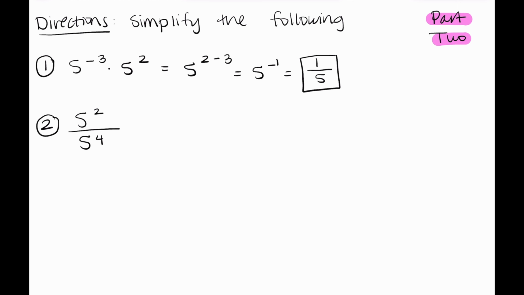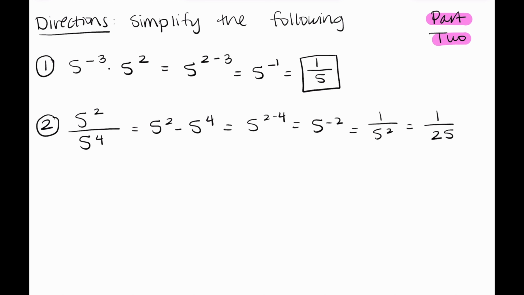Now we'll move on to number 2. For number 2, we have 5 squared over 5 to the 4th. This is basically the division rule. So we know that 5 squared over 5 to the 4th is the same as 5 to the power of 2 minus 4. If we go through and subtract out these exponents, we get 5 to the negative 2.